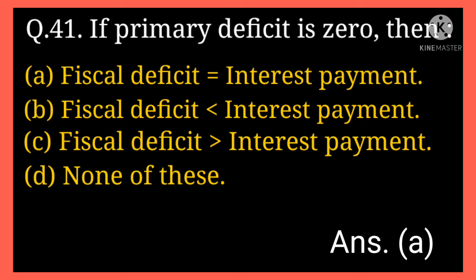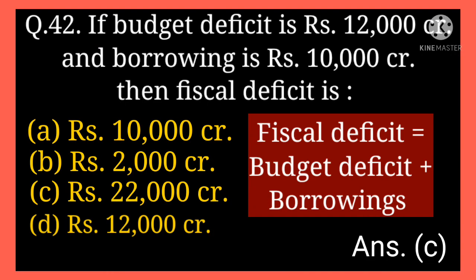Question number 41, if primary deficit is 0, then which statement is true? We know that primary deficit is equal to fiscal deficit minus interest payment, and if fiscal deficit is equal to interest payment, then only primary deficit is equal to 0. Therefore answer is A. Now the question number 42 is, if the budget deficit is 12,000 crore and borrowings is rupees 10,000 crore, then what is the fiscal deficit? Answer is sum total of the two, that is C, 22,000 crores.